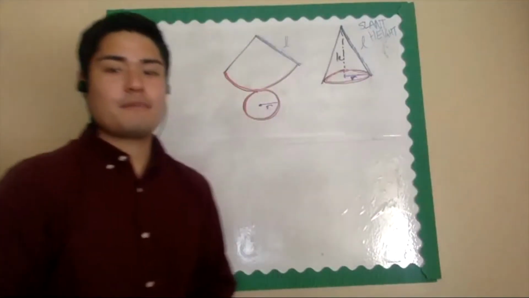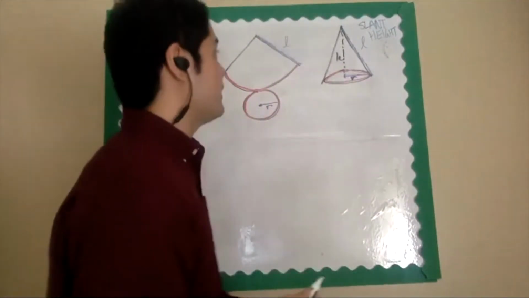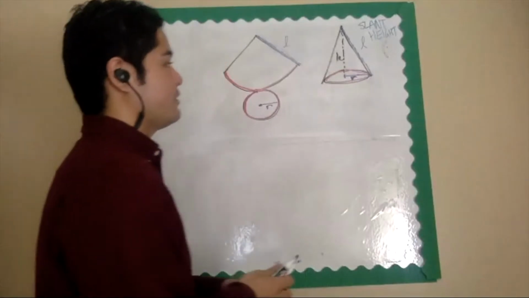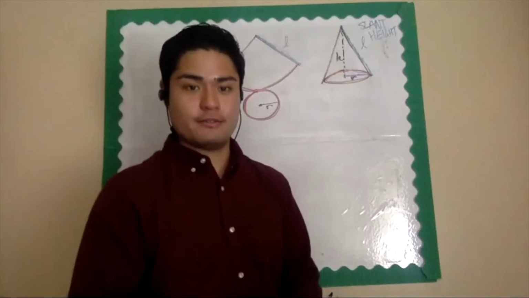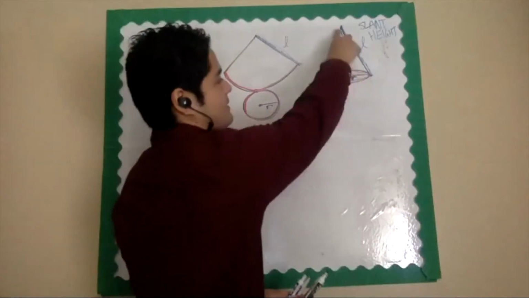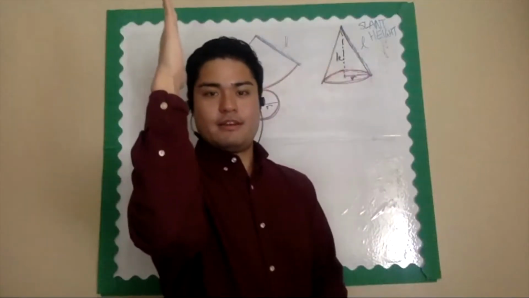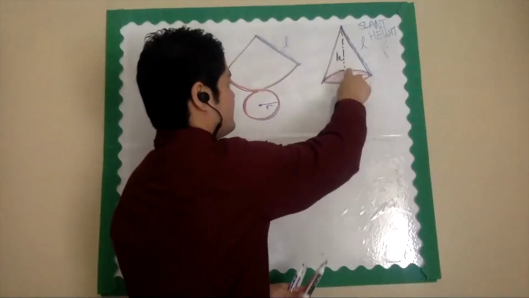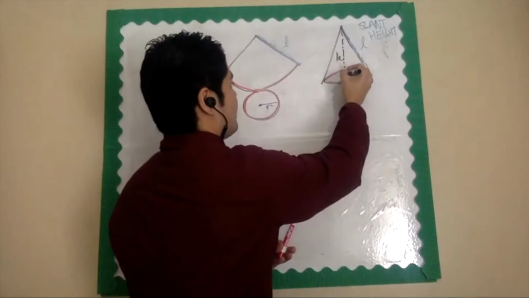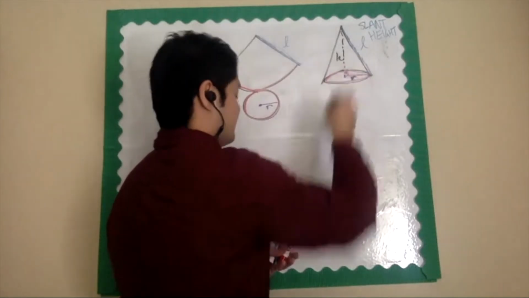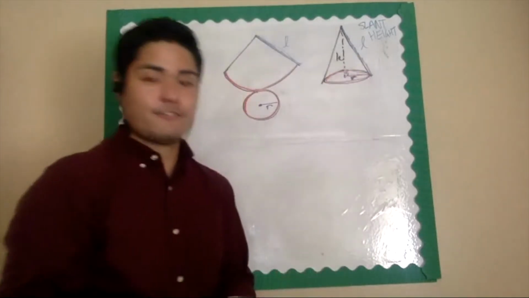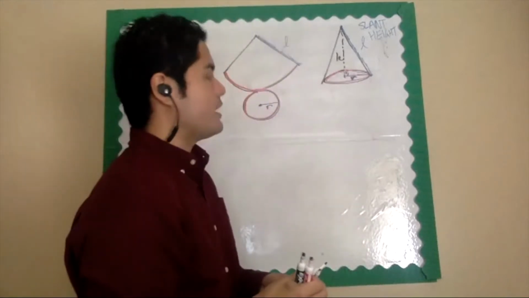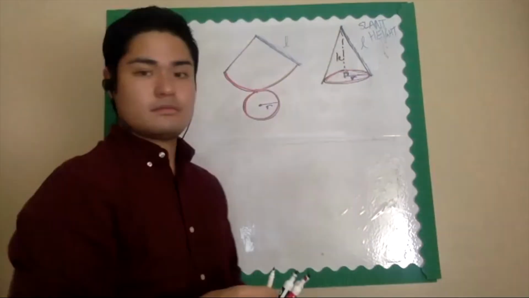Pythagorean. The Pythagorean theorem, okay? We can only use the Pythagorean theorem if we have a right triangle. But since the height is straight up and the radius is flat, this is a 90-degree angle, and therefore we can use the Pythagorean theorem, okay? So we have to find the two legs and we have to find the hypotenuse. Which variable would be the hypotenuse?